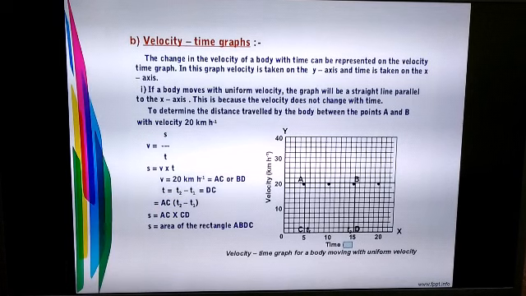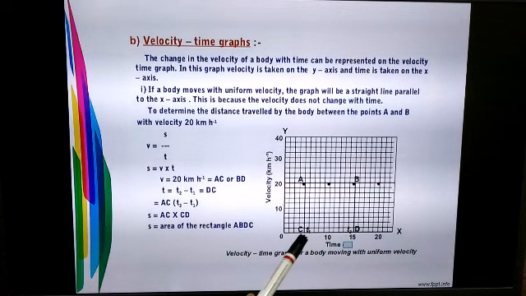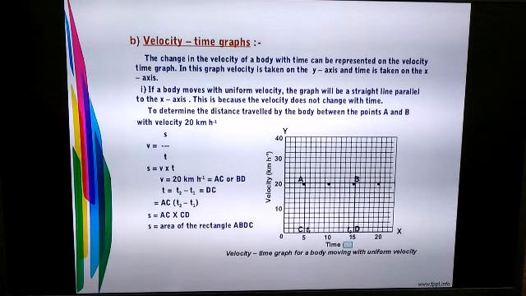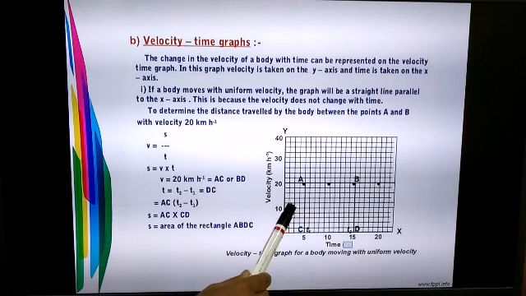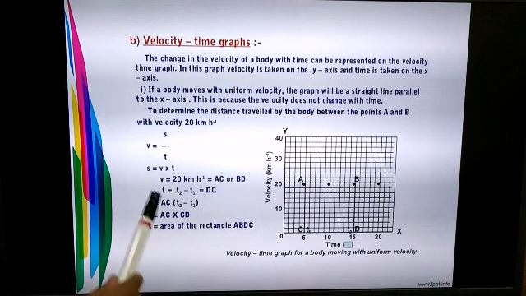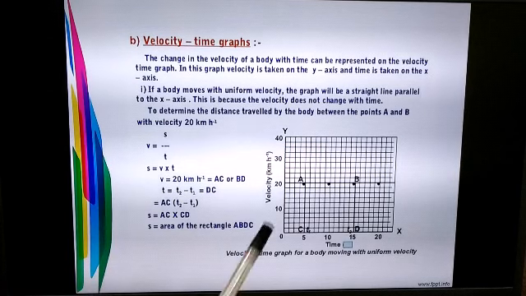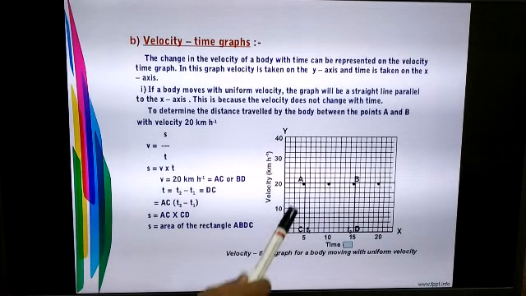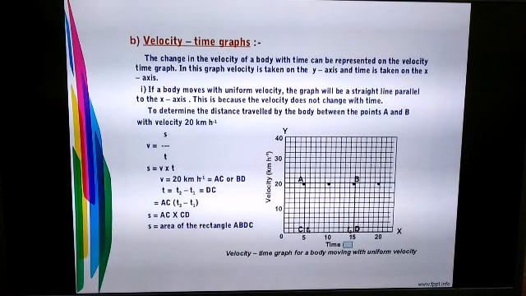Into what is the time here? The time can be calculated by taking the difference between these two coordinates, that is T2 minus T1, that is 15 minus 5, which is equal to 10 hours. So if I multiply the length with the breadth, that is 20 kilometers per hour into 10 hours, what I get is S, that is distance. So in this case, S will be equal to AC into CD, 20 kilometers per hour into 10 hours. So S will be equal to 200 kilometers.